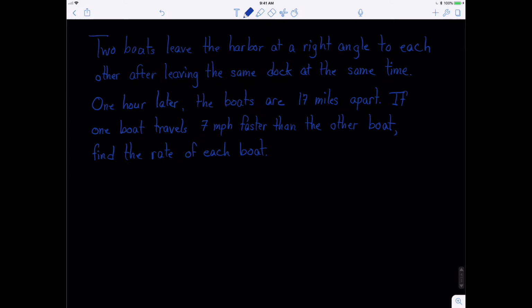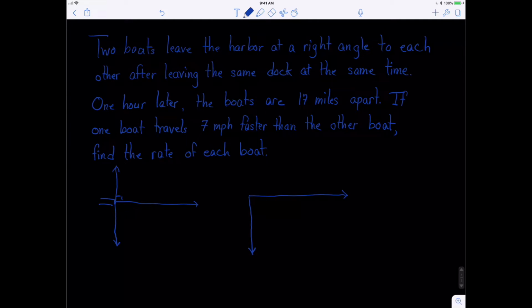Okay, let's try this. Notice that we might have some dock here. This could be the dock, and the boats are traveling at a right angle to each other. So maybe one boat travels east. That would mean the other boat traveled either south or north or something like that. But the idea is that you get a right angle off of the dock. So for the sake of drawing some boats, let's send one boat off to the east and one boat down to the south.